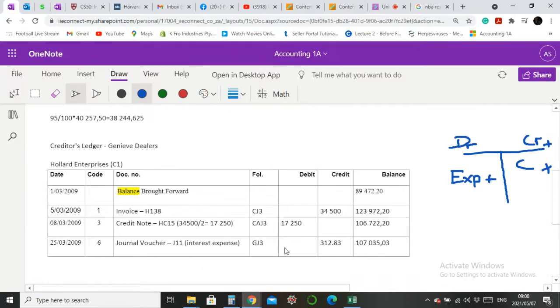But right now, we're in the creditor's ledger. So we obviously want to record that increase in the creditor's ledger. Remember, for every debit, there's an equal and opposite credit. We haven't yet paid for this. I hope that answers your question.